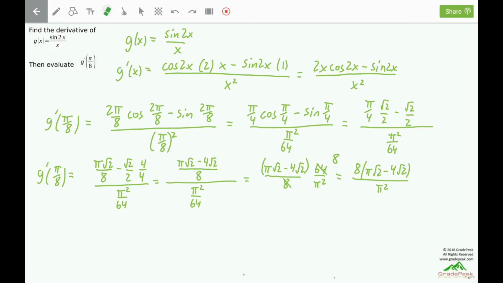The last thing maybe to do is we can factor a root 2 out of the numerator. So let's write g prime of pi over 8 as 8 times root 2 times pi minus 4 all over pi squared, and that's g prime of pi over 8. 8 root 2 times pi minus 4 all over pi squared.